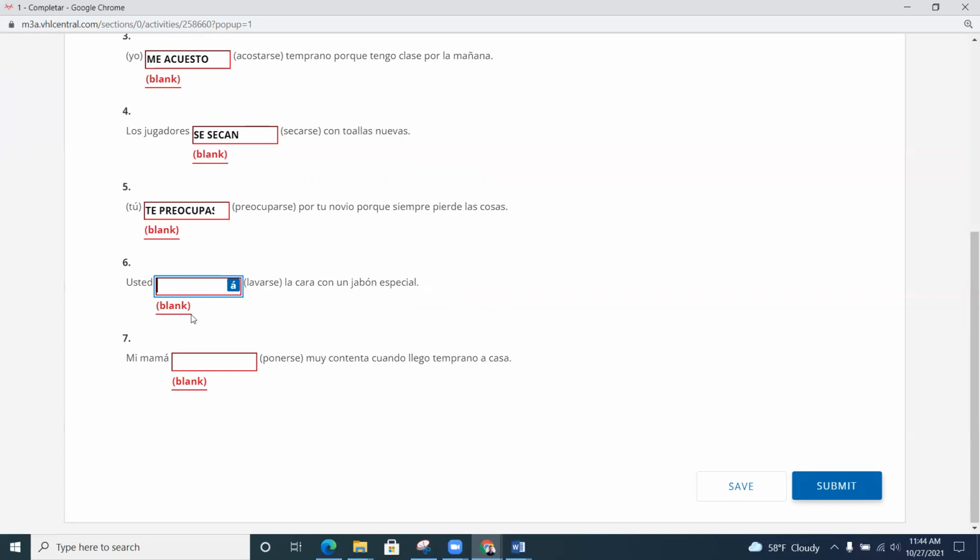Pausa. Y volvimos. Se lava, right? Because usted goes with the se form. So se lava la cara. Wash your face with a special soap.